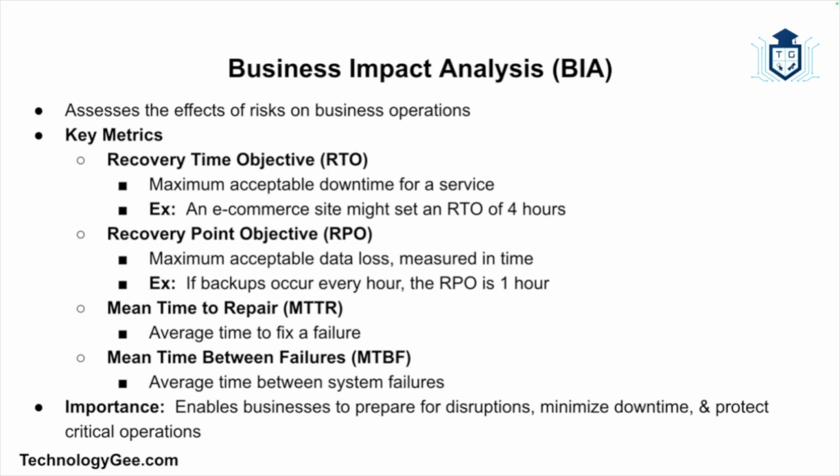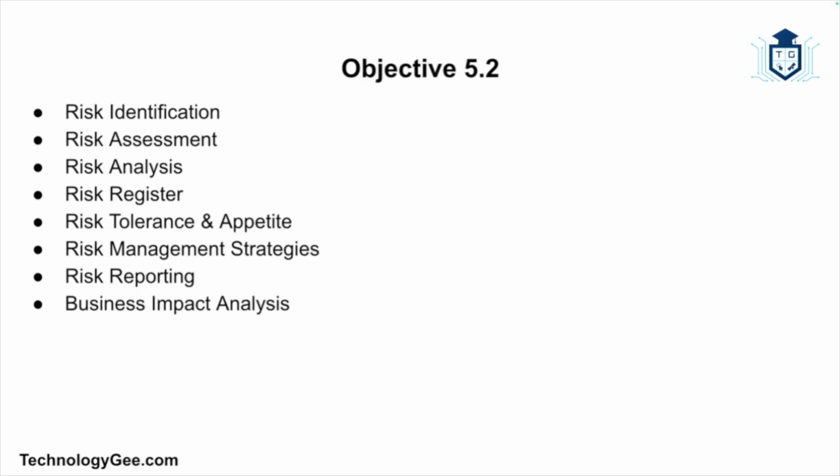Then we have what is called the mean time to repair. And this is the average time to fix a failure. And then we have what is called mean time between failures. And this is the average time between system failures. So in conclusion, risk management is not just a checkbox activity, it's an ongoing process. By mastering these concepts, you're not only protecting your organization, but also enabling it to grow confidently. So remember, in cybersecurity, risks are inevitable, but with a solid management process, they're entirely manageable.